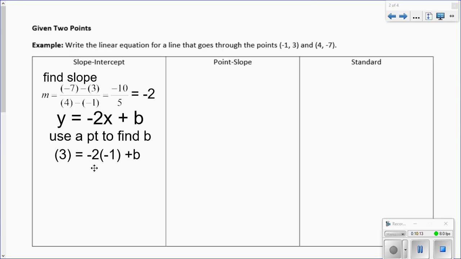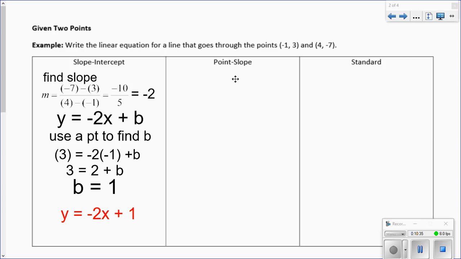So 3 equals -2 times -1 plus b. Multiply it, so it becomes 3 equals 2 plus b. Well, what plus 2 gives me 3? That's b equals 1. You could solve it like a one-step equation too if you can't think about it. So knowing that, I can go back and plug in what b is. y equals -2x plus 1.